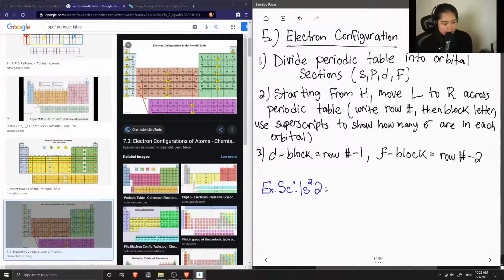So row 2, block letter is S, and again, it can only hold 2 electrons, so we'd write a superscript of 2. And then when we move over to the P section, we are still in row 2. The block letter now is P, and the P orbital can hold a total of 6 electrons. So we write 2p6. And down to the next row, we write 3s2. And then again, we write 3p6. And then to the next row is 4s2.